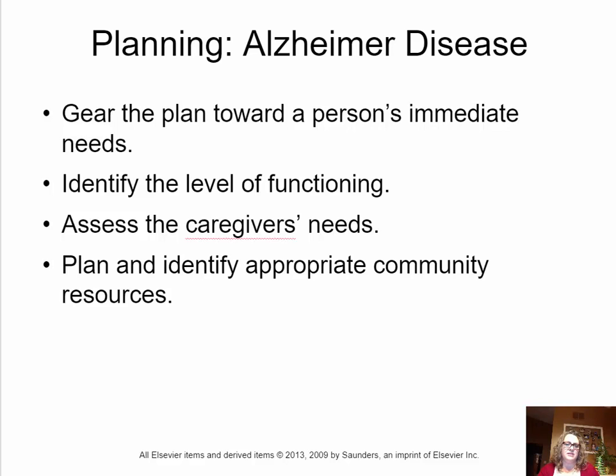Planning. It's important when you're caring for a patient who has Alzheimer's disease or any type of dementia to make sure that their basic needs are met first. So when you're thinking of Maslow's hierarchy, those things that are at the bottom of the pyramid, such as toileting, food, and water, need to be your focus first. And then we will identify their level of functioning.